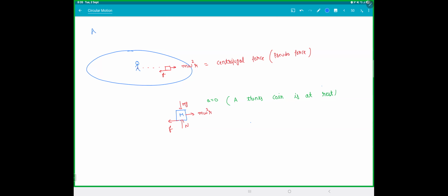So from here we write F is equal to m omega square r, and F must be less than or equal to mu N. So m omega square r is less than mu mg. So omega will be root over mu g by r. As long as the disk rotates with omega less than this, the coin does not slip. This is your standard mains level question.